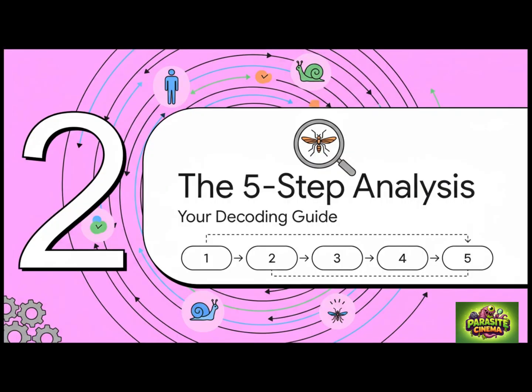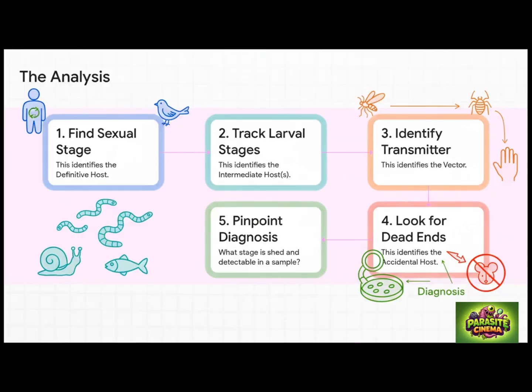Okay, so we've met the cast of characters. Now let's learn the plot. This 5-step analysis is your key to unlocking any life cycle diagram you ever see. Here it is, 5 simple questions. First, and this is the most important one, find the sex. Where does sexual reproduction happen? That immediately tells you the definitive host. Second, track the development of the larval stages. That's your intermediate host.